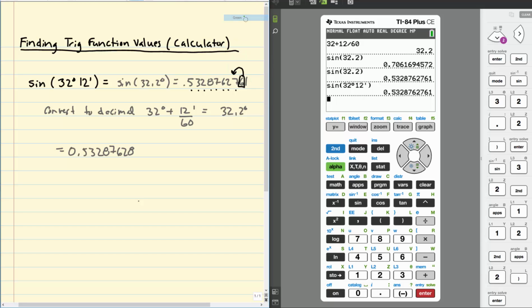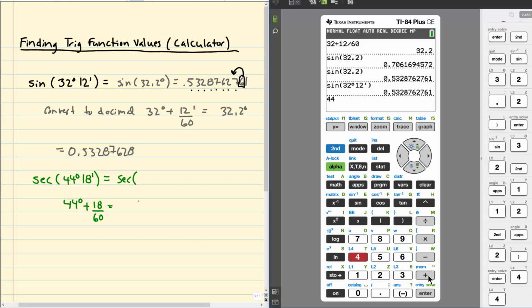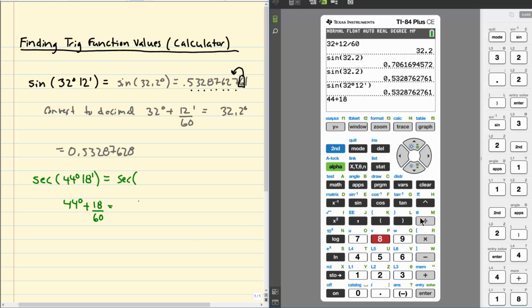Let's use green. Okay, let's look at secant of 44 degrees 18 minutes. Now again, we could convert this if we want to, same as we did before. We could convert by using 44 degrees plus 18 over 60 to get a decimal approximation. And we'd have to be really careful here. We really wouldn't want to round much. So let's look at 44 plus 18 divided by 60.